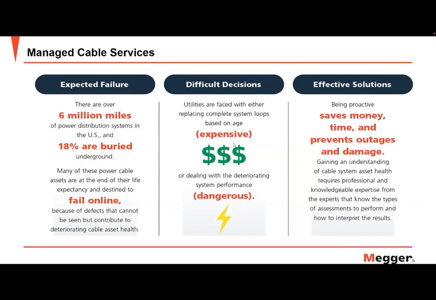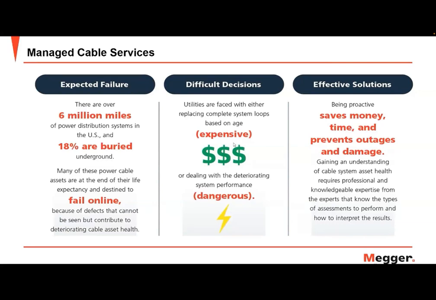Just to start off here, I want to say that utilities are faced not only with aging assets, they also have an aging workforce. So we know that they need technology to help them manage and extend cable asset life. If we look at the United States alone, there are 6 million miles of power distribution systems and 18% are buried underground. And many of these assets are at the end of their life expectancies. So we know that utilities have difficult decisions to make, whether it's to just run to failure or replace complete loops based on age and failure rate.